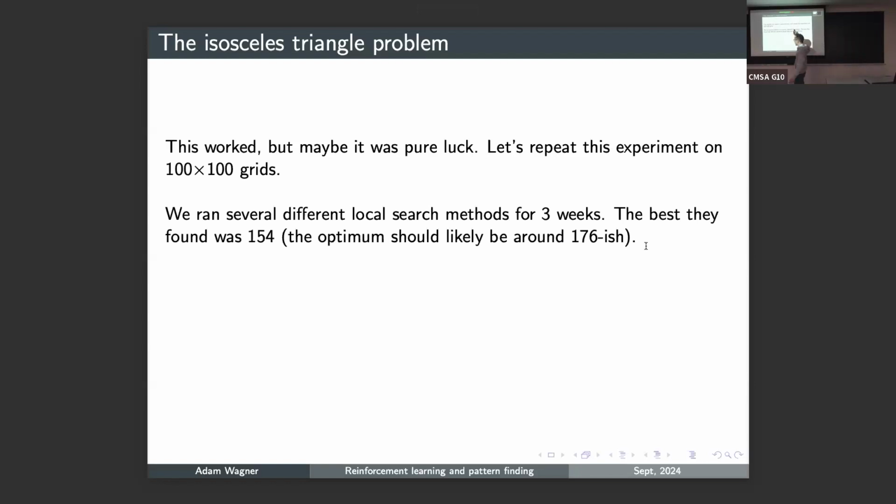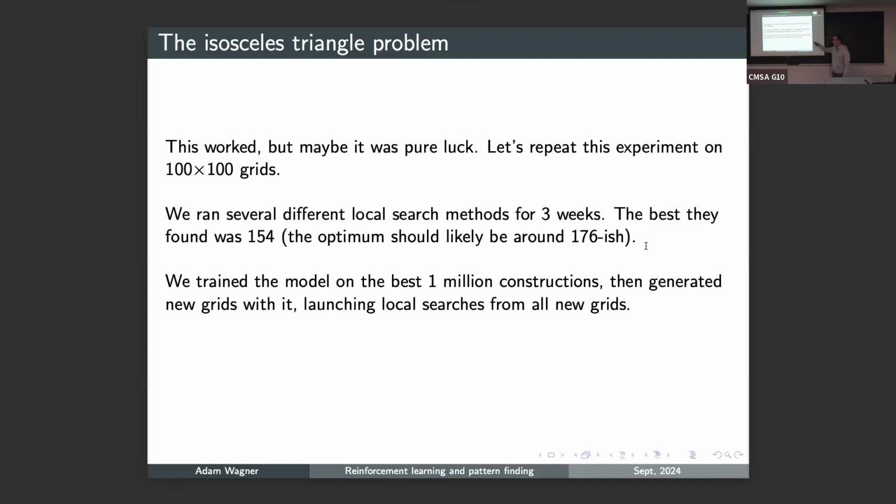So we tried our standard methods for a couple of weeks, and the best we could find was 154. Once again, we saved the million best constructions. We asked it to generate new examples like these that I just showed them, and launched a tiny, tiny local search from each new construction generated by the transformer. And this immediately went up to 160.